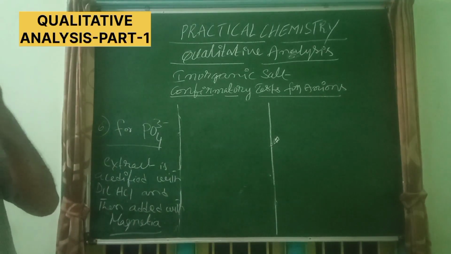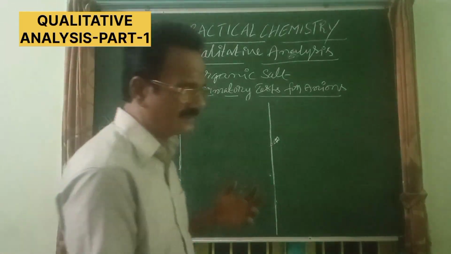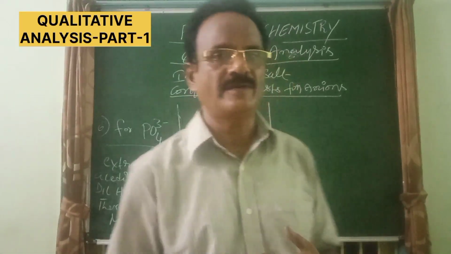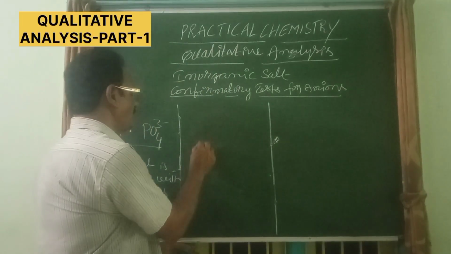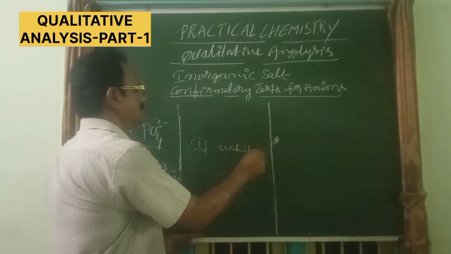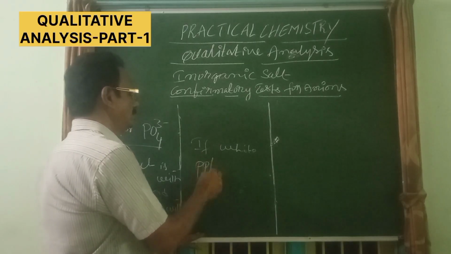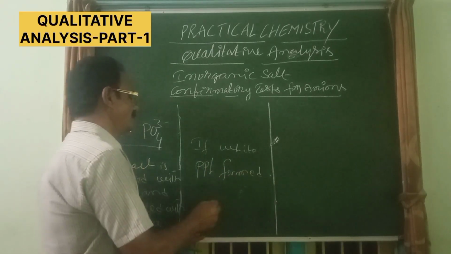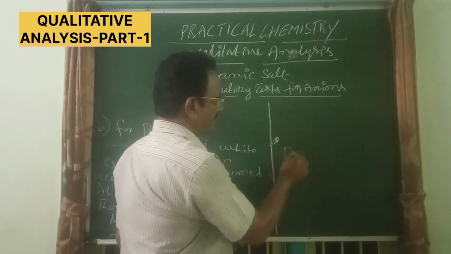Added with magnesia. Magnesia means it has magnesium chloride as a major component. Okay, if a white precipitate is formed, phosphate is confirmed.